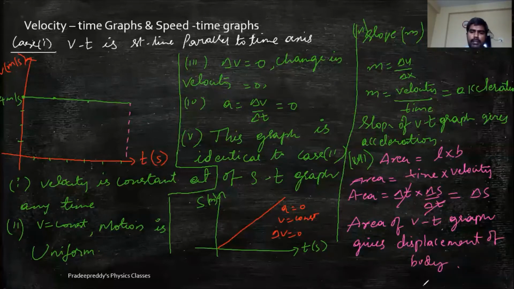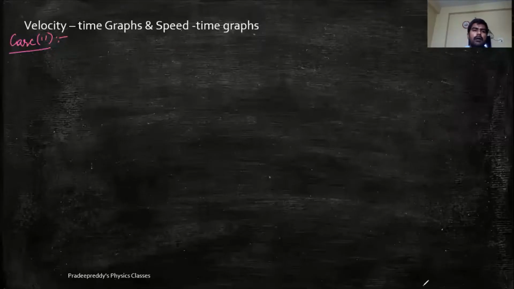Area of ST graph gives you displacement of the body. Area of VT graph gives you displacement of the body, and slope of VT graph gives you acceleration of the body. In case 1, we have learned VT graph is a straight line parallel to the time axis. Now it is case 2.